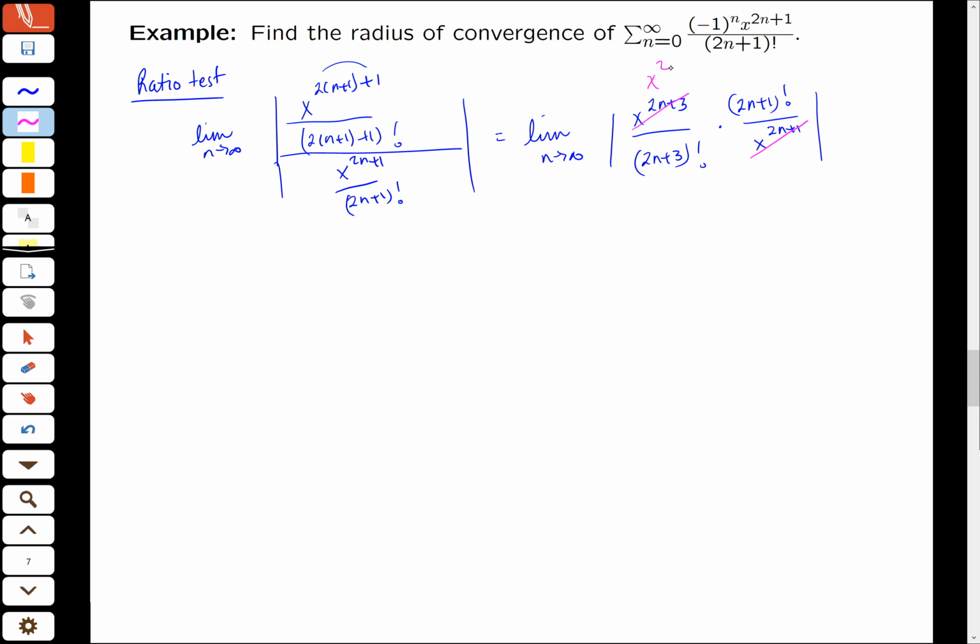And then the 2n plus 1 factorial and the 2n plus 3 factorial, that's going to cancel. You'll have a 2n plus 3 times a 2n plus 2, and then the 2n plus 1 is where it canceled at. So this becomes our limit as n goes to infinity of x squared over 2n plus 3 times 2n plus 2. What is that limit?